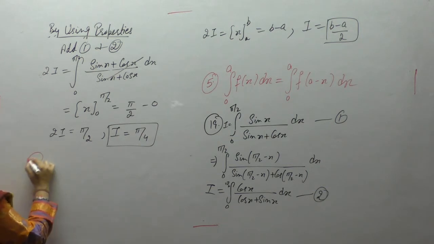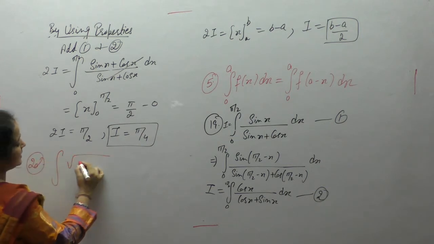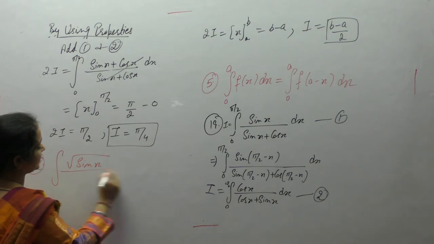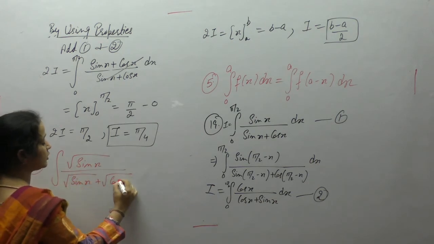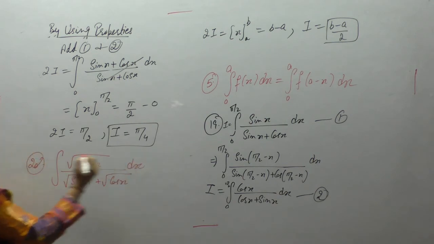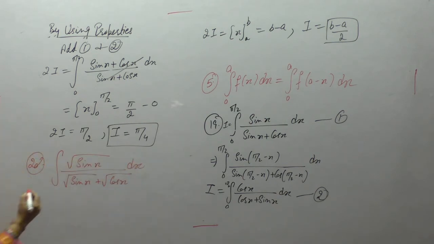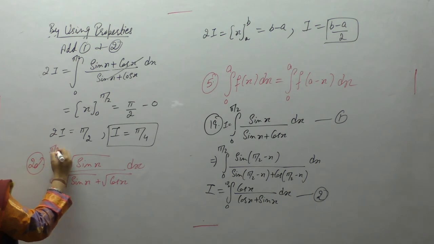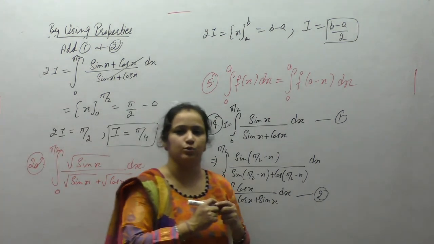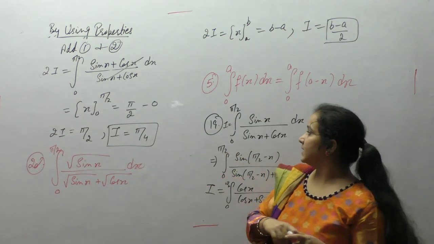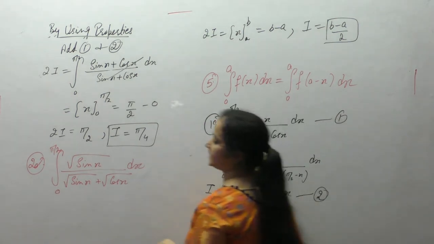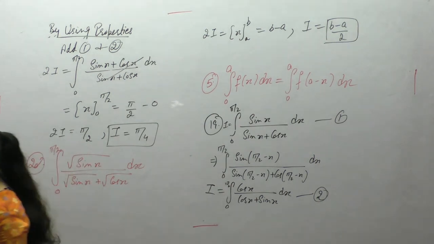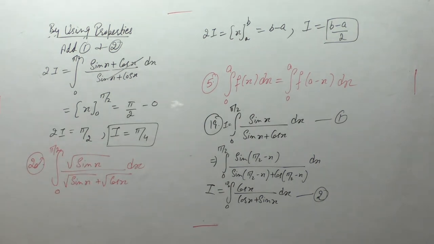Next question is same as it is. Instead of sin x, we have the value square root of sin x upon square root of sin x plus square root of cos x dx, and limit is also same, 0 to pi by 2.